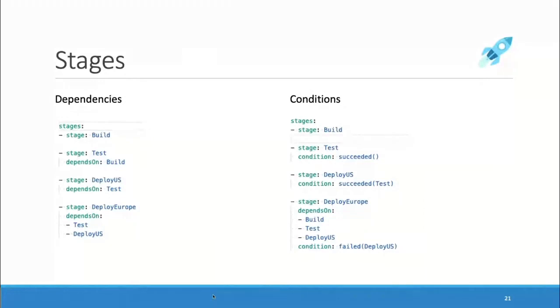You can also utilize conditions under which each stage runs. In the second example, test stage only runs when build stage is succeeded. Deploy US stage is only run when test is succeeded. Lastly, if deploy US stage fails, the deploy Europe stage is run. Note that we can use depends on and conditions together. Here, deploy Europe stage is dependent on the previous three stages and is only run when the last stage, deploy US, fails.